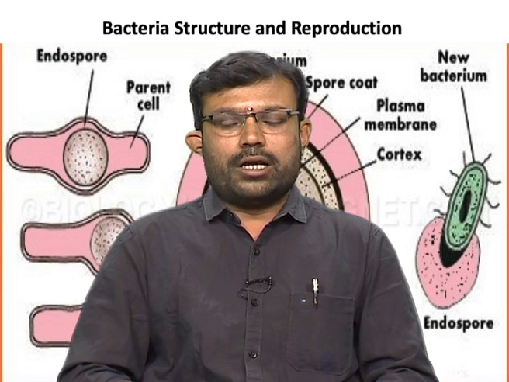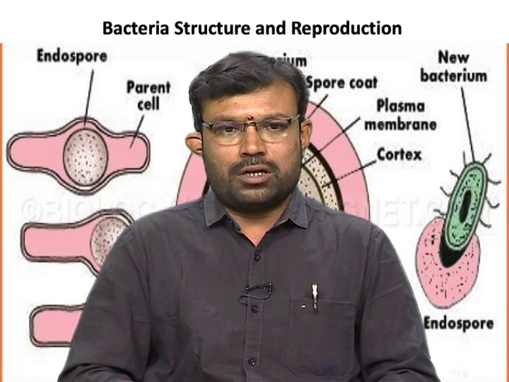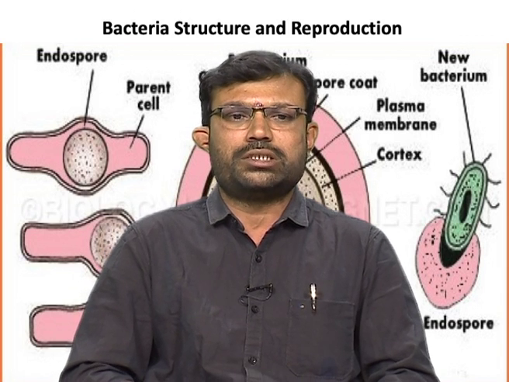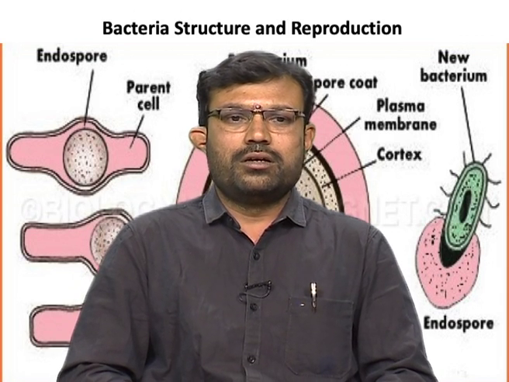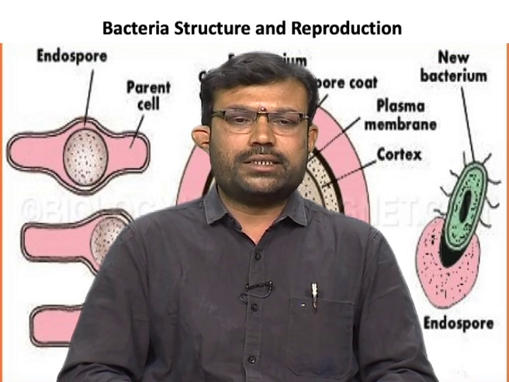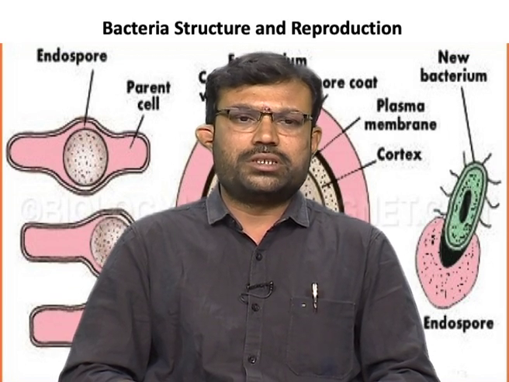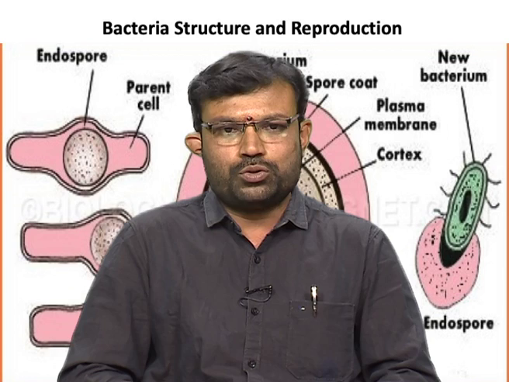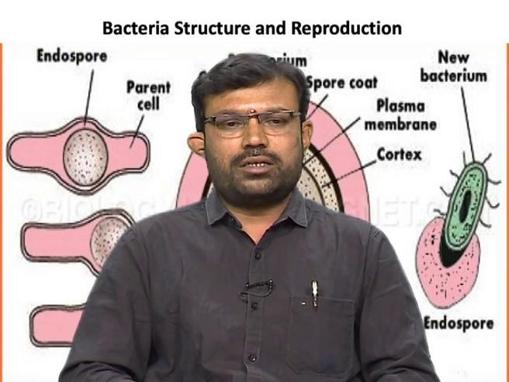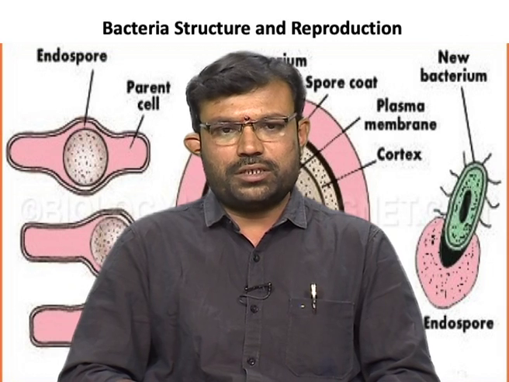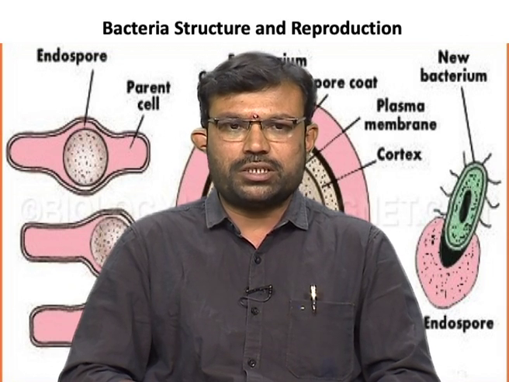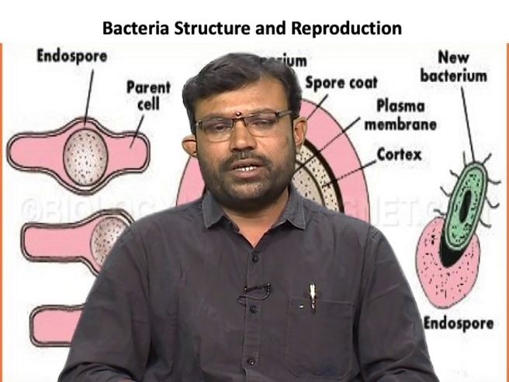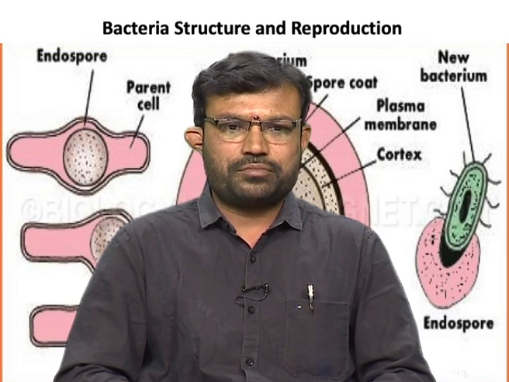Then next, ribosomes. Ribosomes are present in both eukaryotic and prokaryotic cells. Eukaryotic cells have 80S ribosomes and prokaryotic cells have 70S ribosomes. The 70S ribosomes of the prokaryotic cell have two subunits, 50S and 30S. So, the 70S ribosome can be divided into two parts: the 50S type and the 30S type.